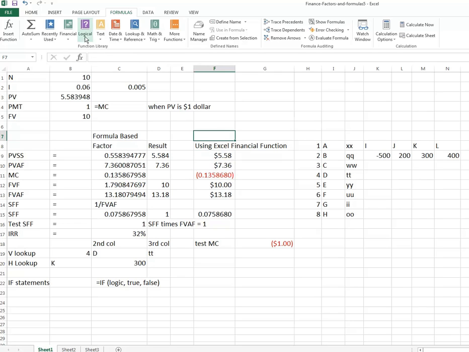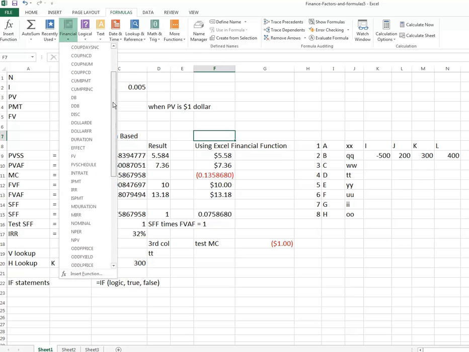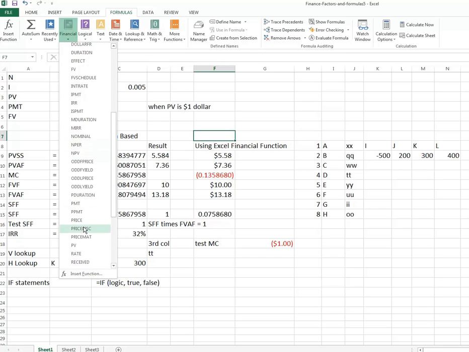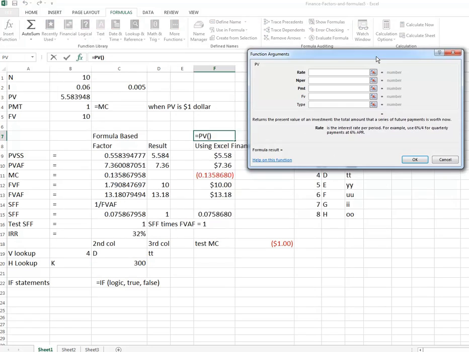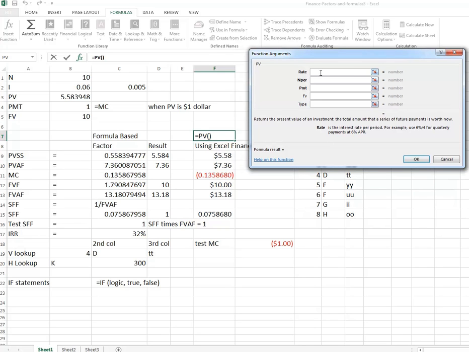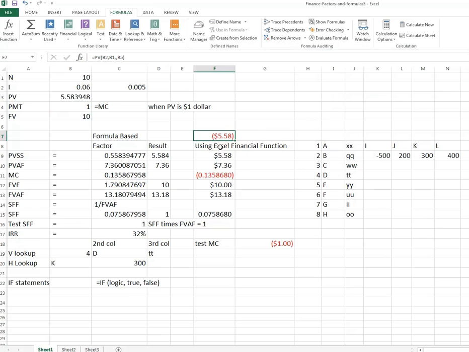You simply pull up the function, financial functions, present value, and you see this wizard comes up. For rate, I'll put in the interest rate. Number of periods, I'll put in the N. I won't put in a payment because I'm simply going to do the present value of a single sum. I'll put in 10 for the future value, and I will stop right there, hit OK, and notice I get 5.58, the same thing that I have there.